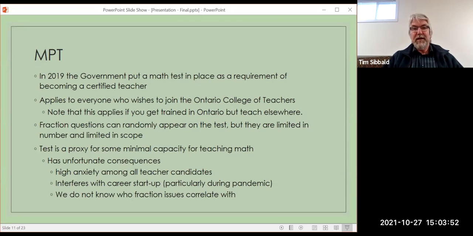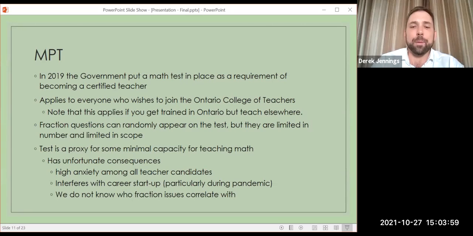I'm fine to stick around, Derek, if we can keep this open, but if we have to close it down, we have to close it down. All right, well, what I can do is I can keep it open.